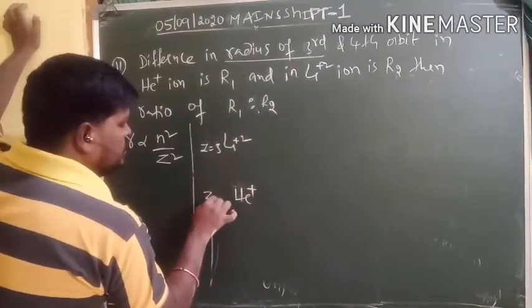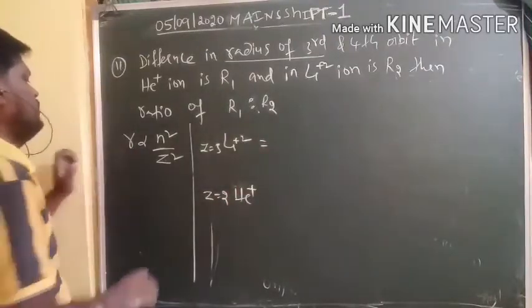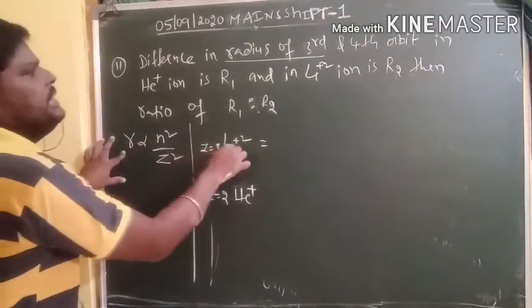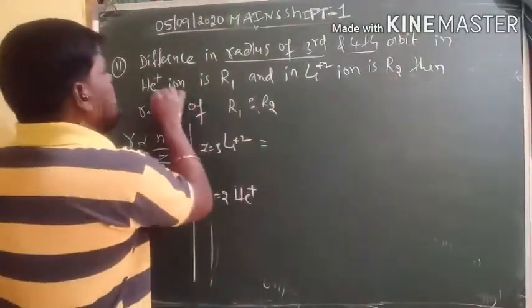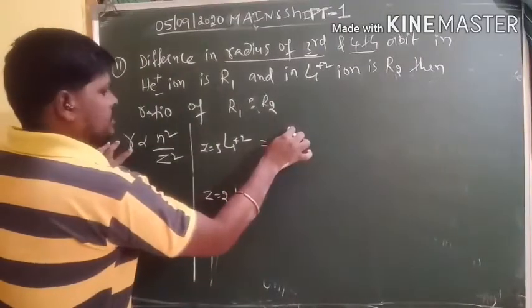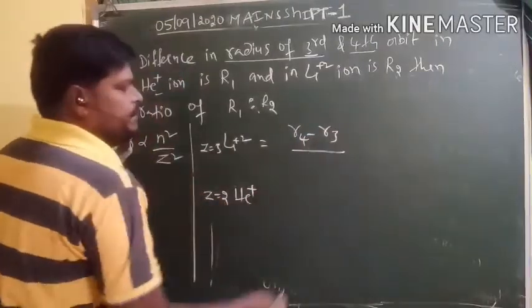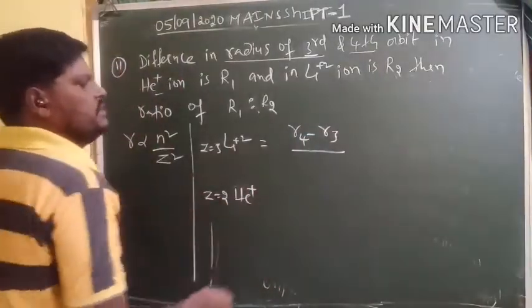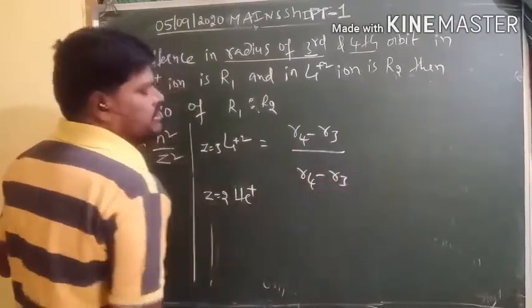Z is equal to 2, sir. So what is the formula? For example, this is helium for fourth orbit and helium plus is third orbit. So the formula is R4 minus R3 by difference. We need to find the ratio difference only. That's right. Again, R4 minus R3.